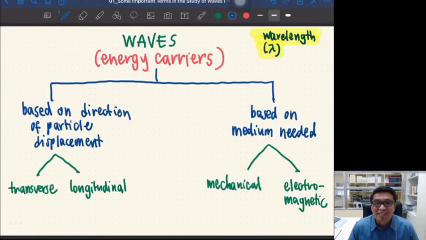So I hope that clears out the different parts of the waves and the two classifications of waves. So waves can be transverse or longitudinal. They can also be mechanical or electromagnetic. And when you measure a wave, it's very important that you also measure the wavelength, and it is given by the Greek letter lambda.